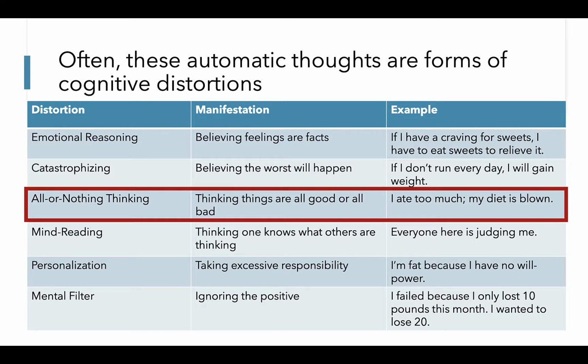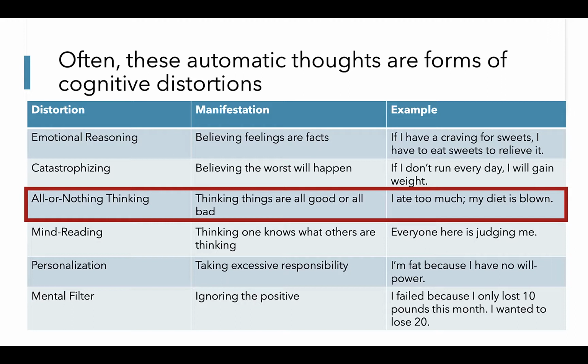This is when we tend to think that things are all good or all bad, and we don't take the time to think about the gray areas of a situation. So an example of all or none thinking is somebody who says, oh, I ate too much at this meal, my diet is blown, and that to them is a signal to go off their diet and to stop trying to lose weight. When instead, a more flexible way of thinking about the situation would probably help the individual to learn from their experience and to stay on their diet to get back on track the next day.